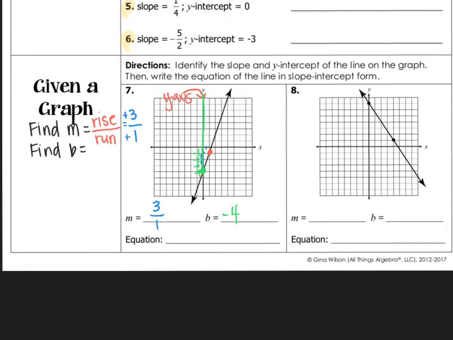And then we're going to go back to our equation and plug it in. So y equals mx plus b. We are going to take out our m, and we will put in 3 over 1, or just 3, that's fine too. And then we are going to take out our b, and our b is -4. Now let's simplify this a little bit. We can write this as y equals 3 over 1 is the same as 3x, and then plus -4, we'll just write -4.